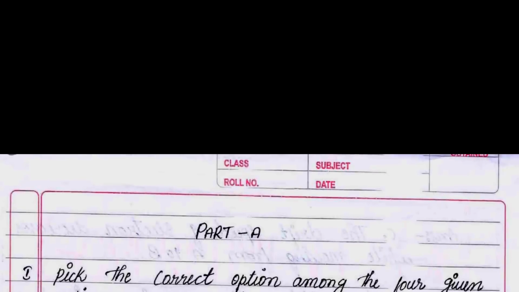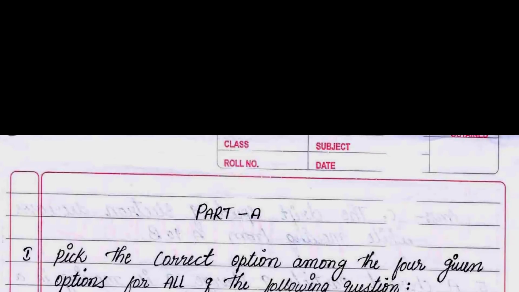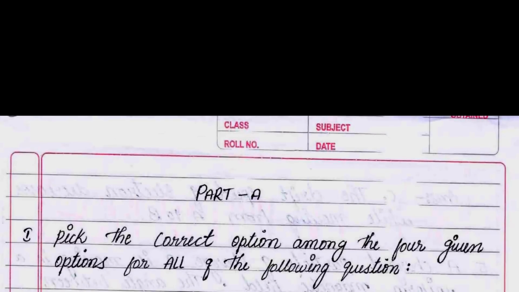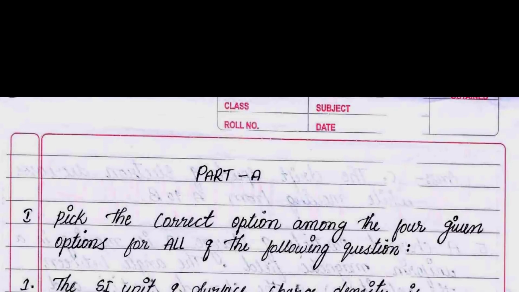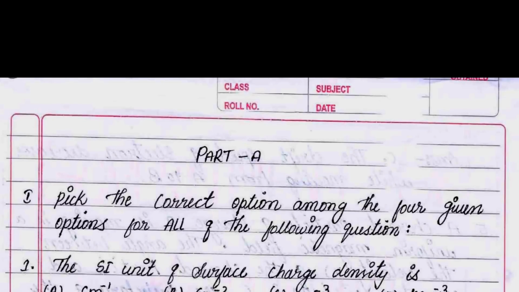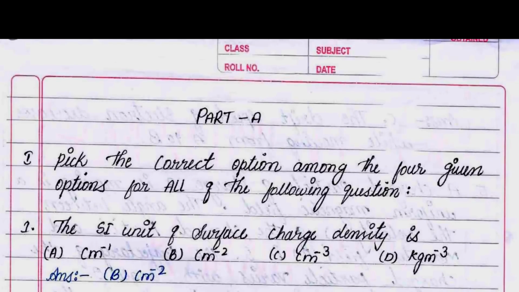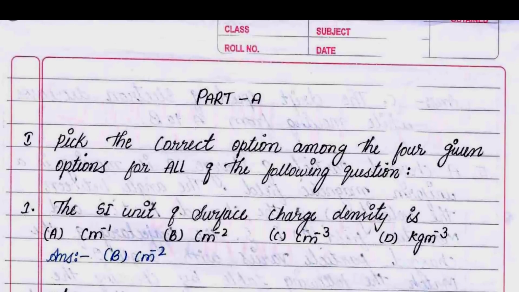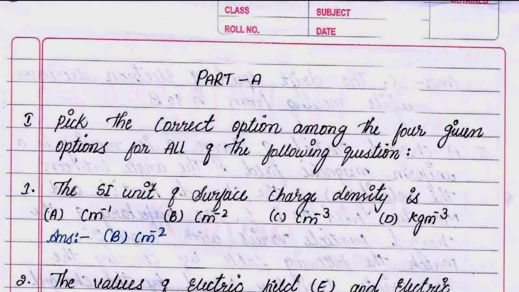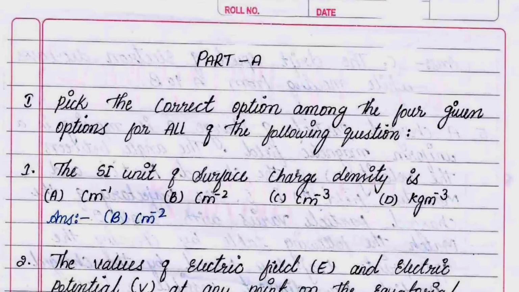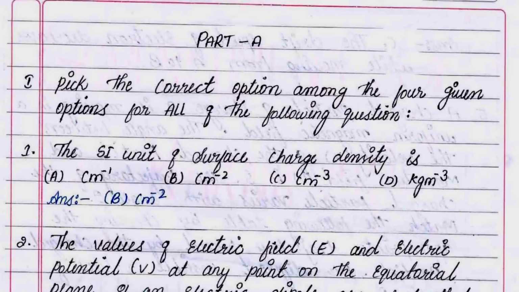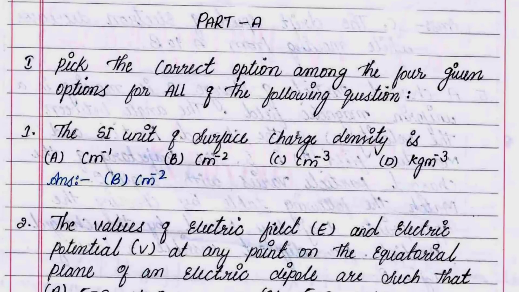Part A, first bit. Pick the correct option among the 4 given options for all of the following questions. First, the SI unit of surface charge density is A. cm to the power minus 1, B. cm to the power minus 2, C. cm to the power minus 3, D. kgm to the power minus 3, and the answer is B. cm to the power minus 2.